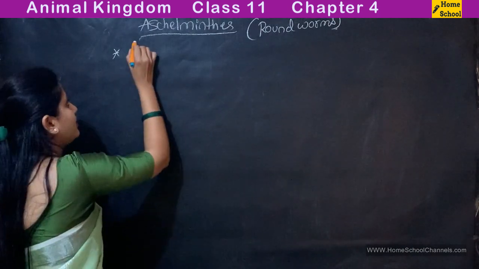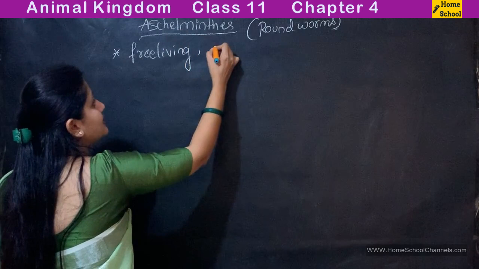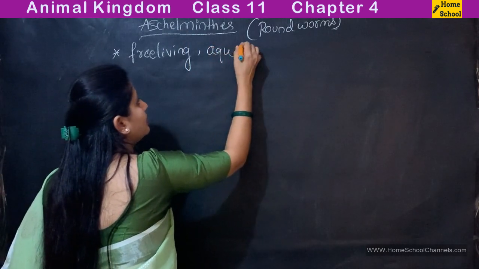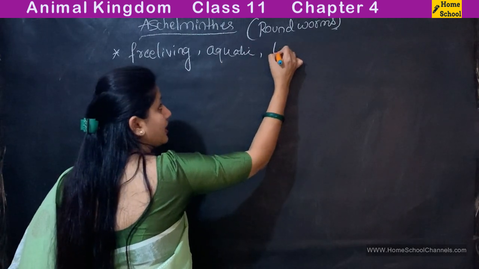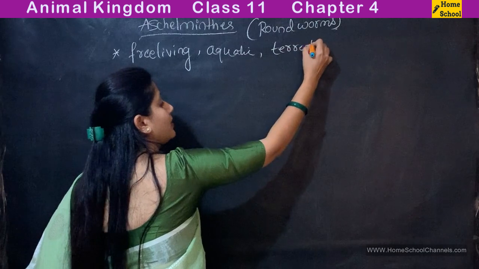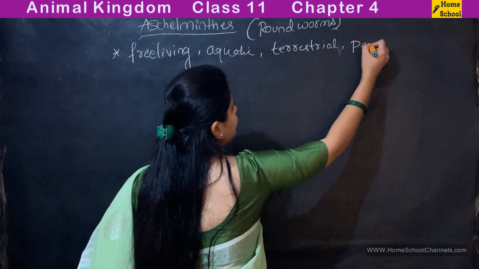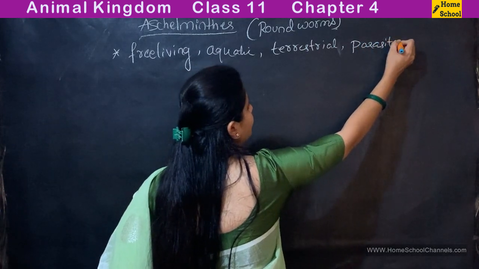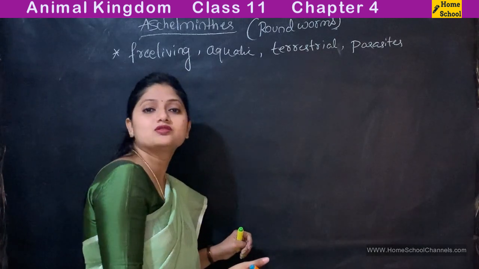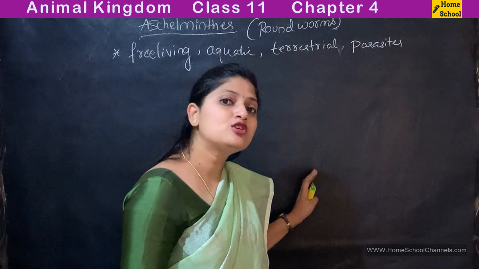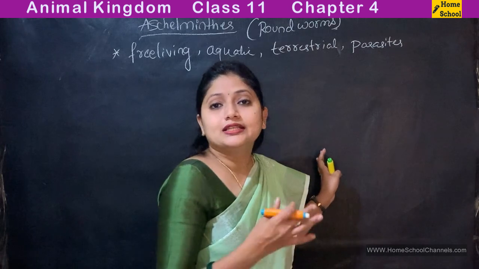So these can be free living, aquatic. They are present in terrestrial habitats, as well as present as parasites in the case of plants as well as animals. Alright, so it means these are also present in humans also. Fine. So then, moving on to the other details.